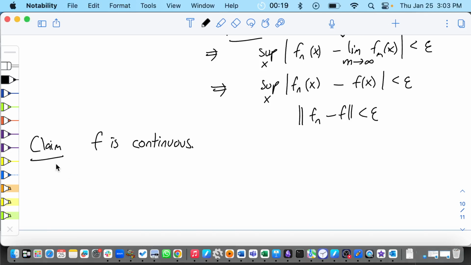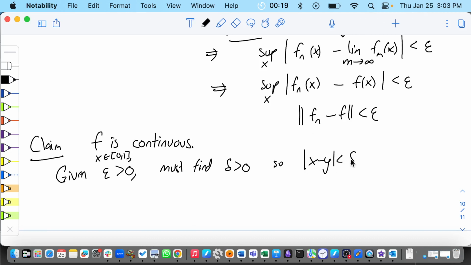So given epsilon greater than 0, we must find delta greater than 0. Oh, and this is at every individual point x. So let's say given x in [0, 1] and epsilon greater than 0, we must find delta greater than 0 such that |x minus y| less than delta implies |f(x) minus f(y)| less than epsilon. Classic definition. I guess very technically x should not be equal to y.